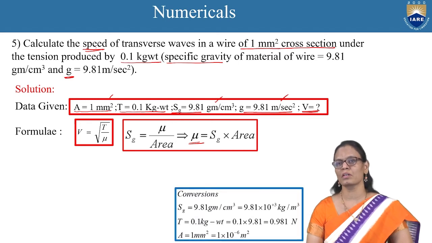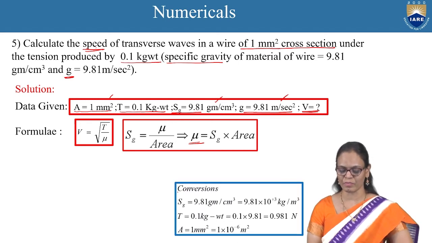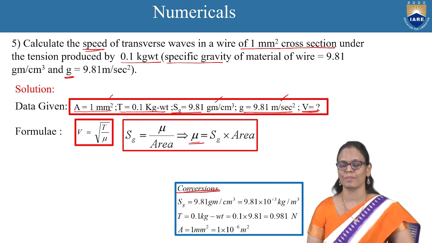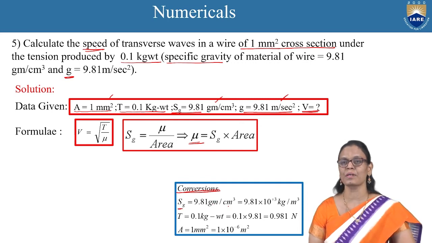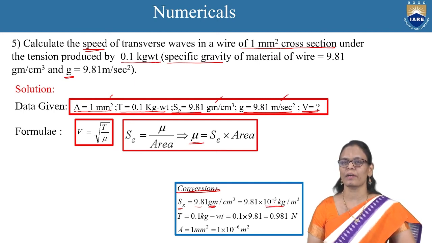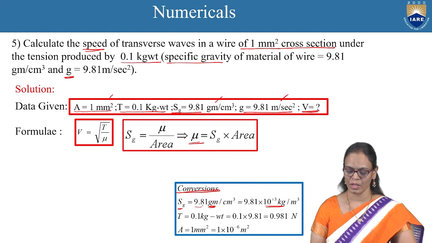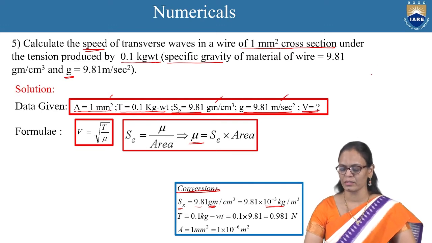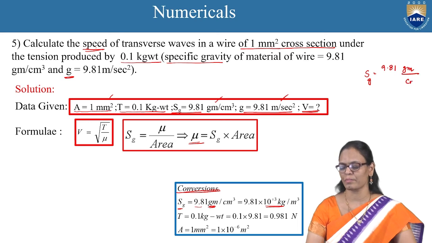So before substituting, let us see the conversions. Conversion of units. So Sg is given as 9.81 gram per centimeter cube. So how do we convert grams? So 1 gram is 10 power minus 3 kilogram. I'll write it here. Sg is equal to 9.81 gram per centimeter cube.